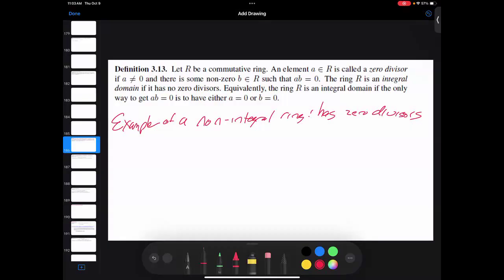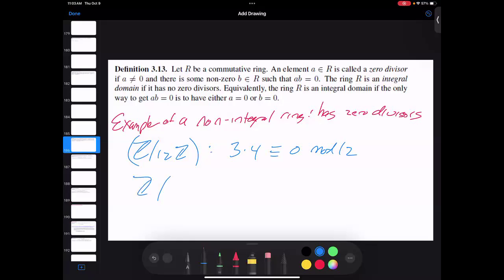Good. So if I look at my clock, there's Z mod 12Z. So give me two numbers now. Good. Those are actually the ones I was thinking of: 3 times 4 is equal to 0 mod 12. More generally, Z mod NZ if N is composite. So those will always be examples of non-integral rings.